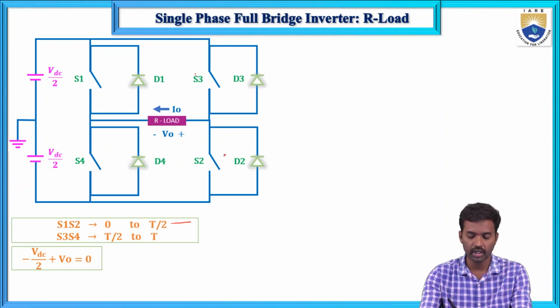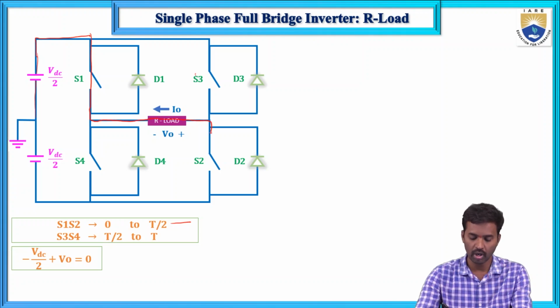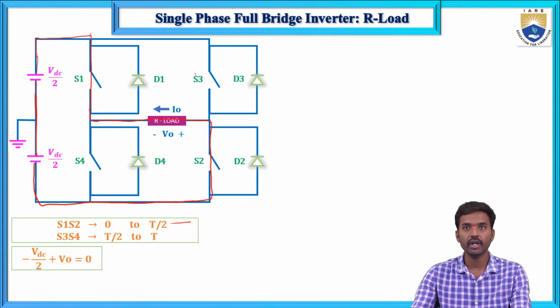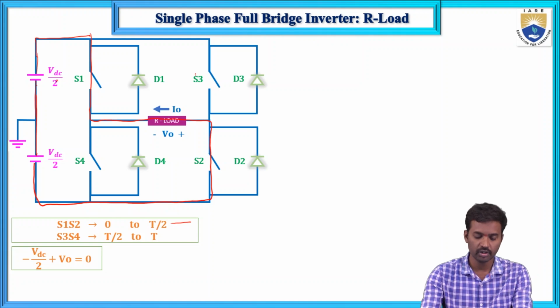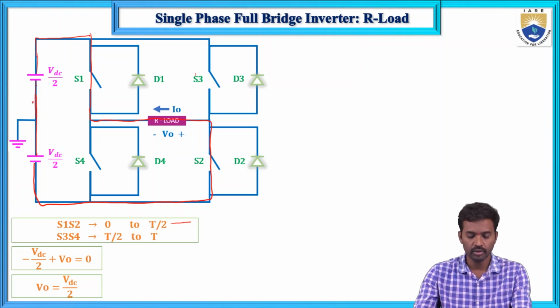So now here S1 and S2 thyristors will conduct through R load. This is the circuit diagram. S1 and S2 thyristors will conduct during the half cycle. So in this case, if you apply KVL in this loop, minus VDC by 2 minus V0 plus VDC by 2 equals to 0. So this is the case. Here output voltage equals to VDC by 2.